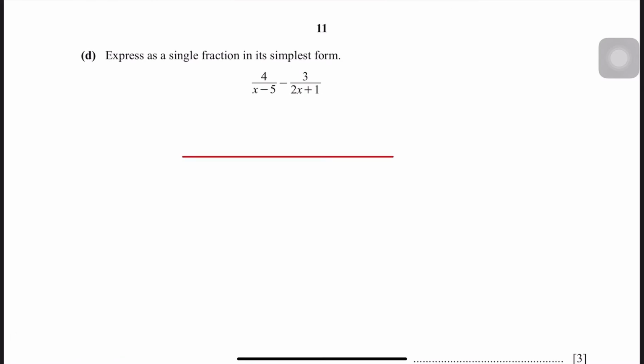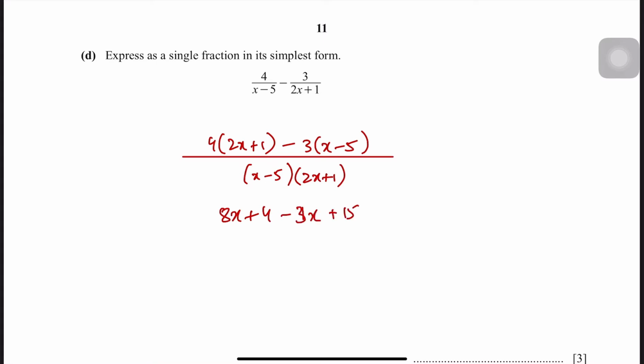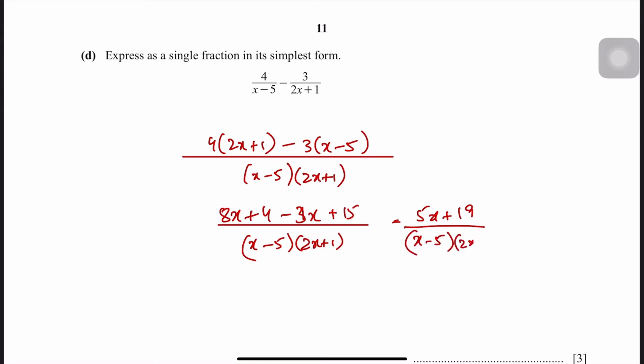Express as a single fraction. Taking a common denominator, I get x minus 5 and 2x plus 1 as a common denominator. This gets multiplied with 2x plus 1. So it's multiplied with x minus 5. I get 8x plus 4 minus 3x plus 15. And I get 5x plus 19 over x minus 5 and 2x plus 1.